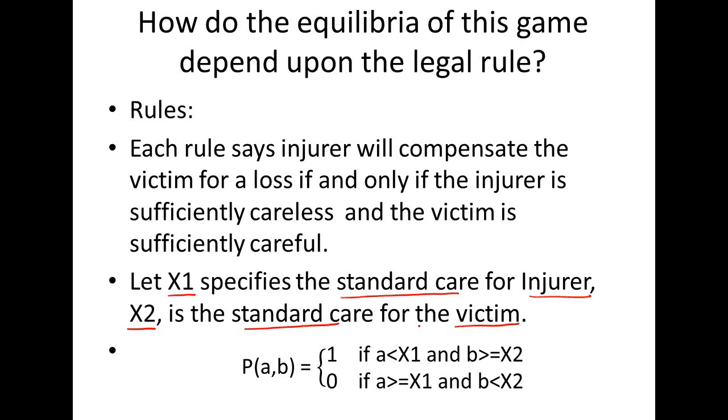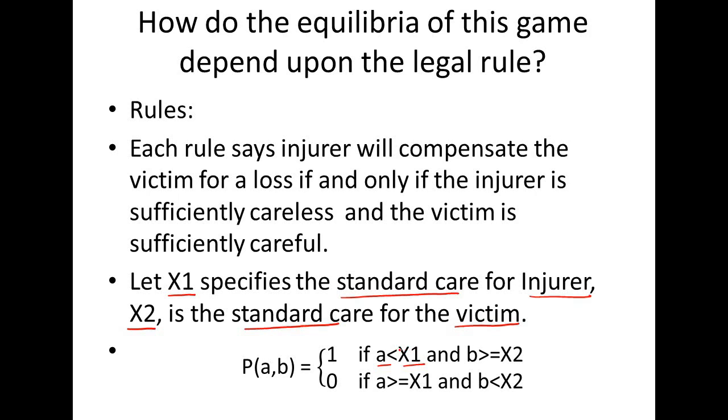Now as per the rule, we know that a is the care of the injurer and b is the care of the victim. If the care of the injurer is less than x1, it means the care of the injurer is less than the sufficient care of the injurer.